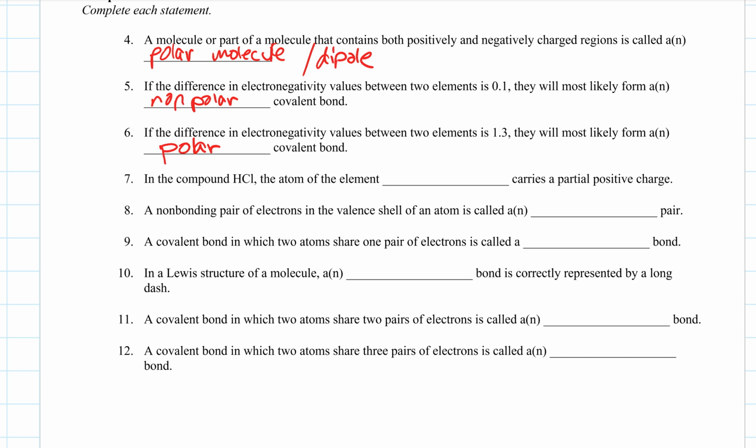All right. Number 7, in the compound HCl, or hydrogen monochloride, the atom of the element blank carries a partial positive charge. Okay, let's take a moment and think about this one.